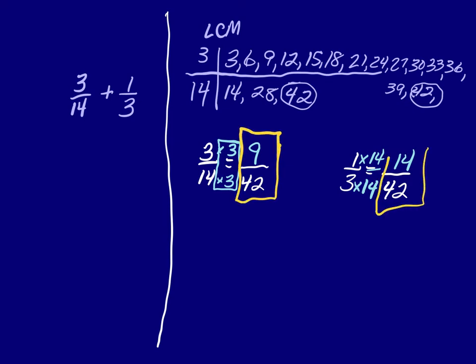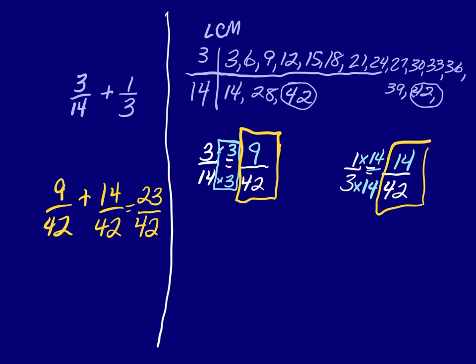9/42 plus 14/42. So let's write that over on our problem side. The denominator stays the same when you add fractions because your pieces are now in 42, and 9 plus 14 is 23. So 23 over 42 is our answer.